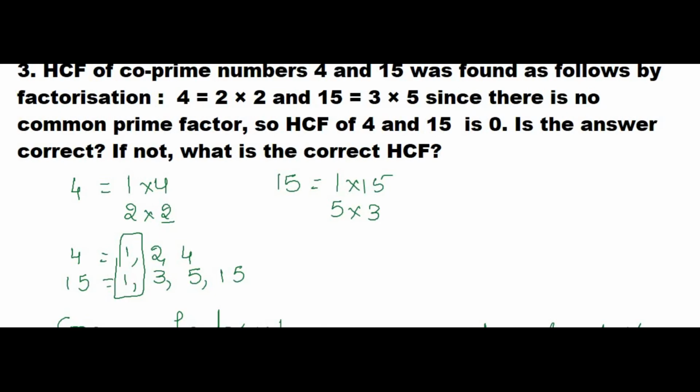No need to find out the factors and no need to do all these things. You can just simply go through the definition. You can write the definition: co-primes means if HCF is equal to 1, then only we can call those numbers co-primes. So here he is saying that the HCF of co-prime numbers 4 and 15 was found as follows. Means what? He is saying wrong. And one more thing, since 4 and 15 are co-primes, definitely their HCF should be 1. That is the main reason here.